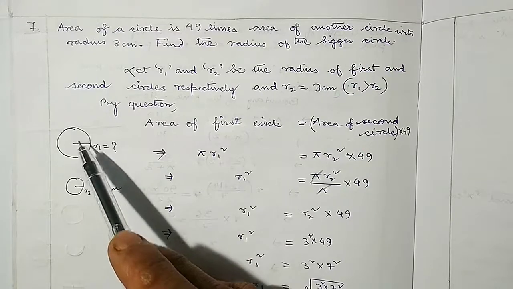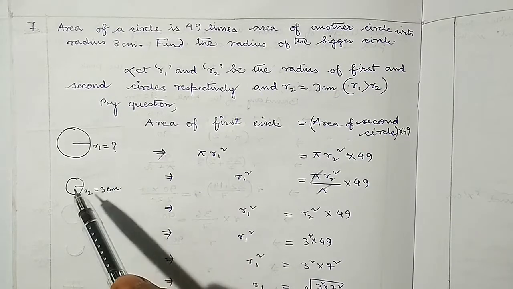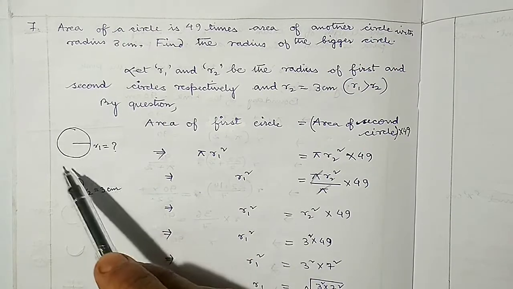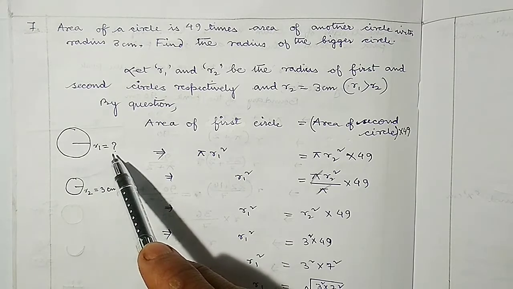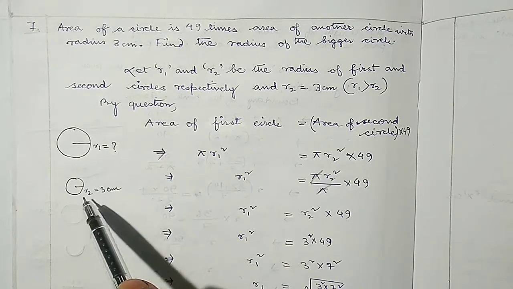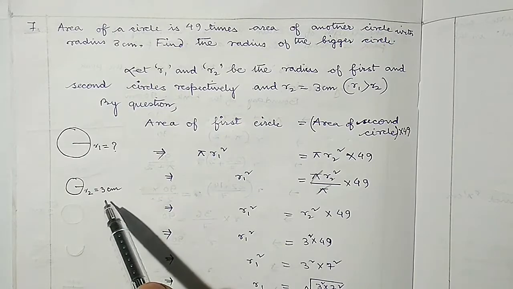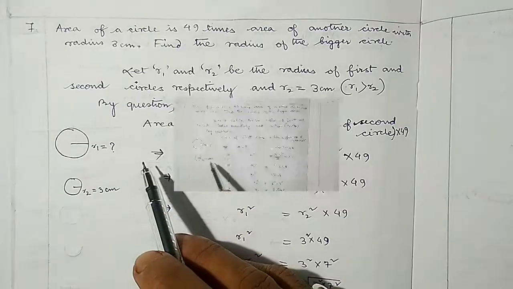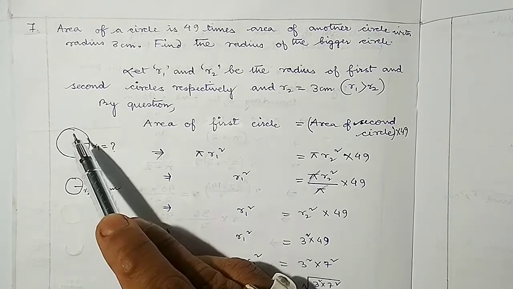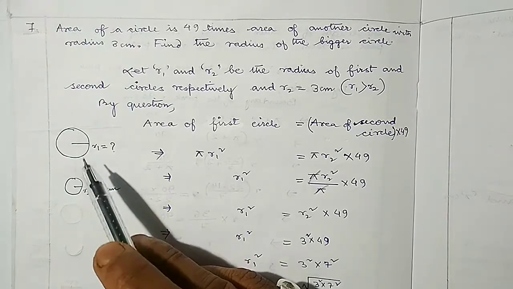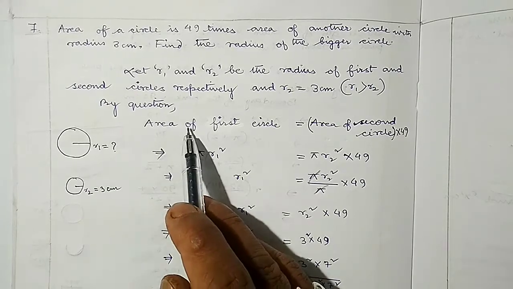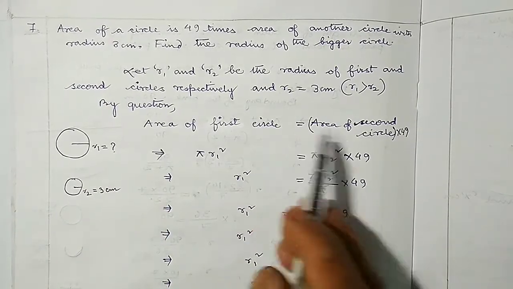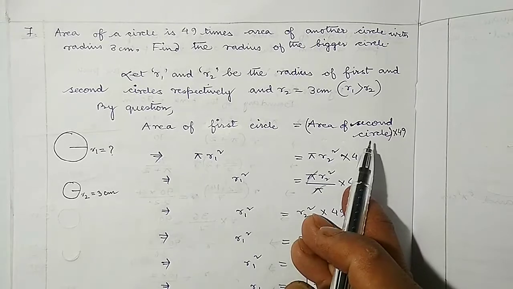Now here I have drawn two circles. This is the bigger circle and this is the smaller circle. In case of the bigger circle, suppose the radius is r1, which we have to calculate, and in case of the smaller circle the radius is r2, which is given as 3 cm. As given in the question, the area of the bigger circle is 49 times the area of the smaller circle. So we have written: area of first circle is 49 times area of the second circle.